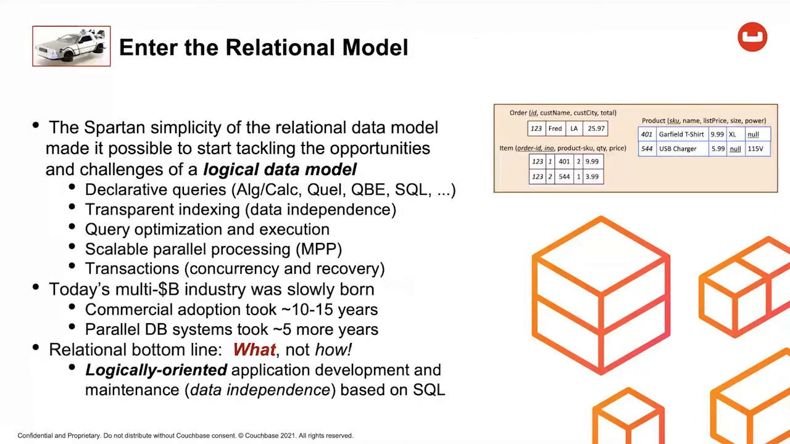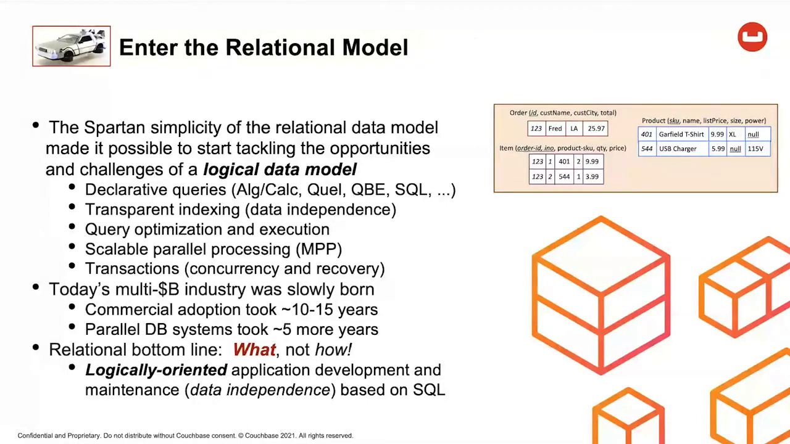Enter the relational model, right? So Ted Codd came along and said, this is not the right way to be thinking about things. We need to think about things logically. And so he brought a mathematical bent to it, a mathematical logic bent, and said, let's have a higher level model. We'll have relations, which have tuples, which have attributes, or as we call them today, tables with columns and rows.